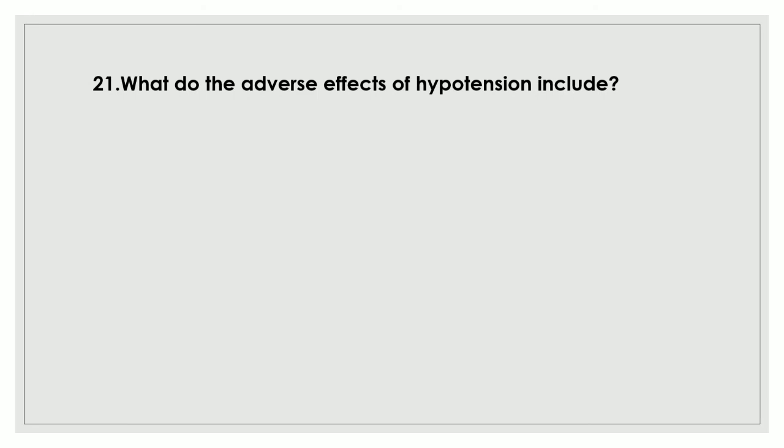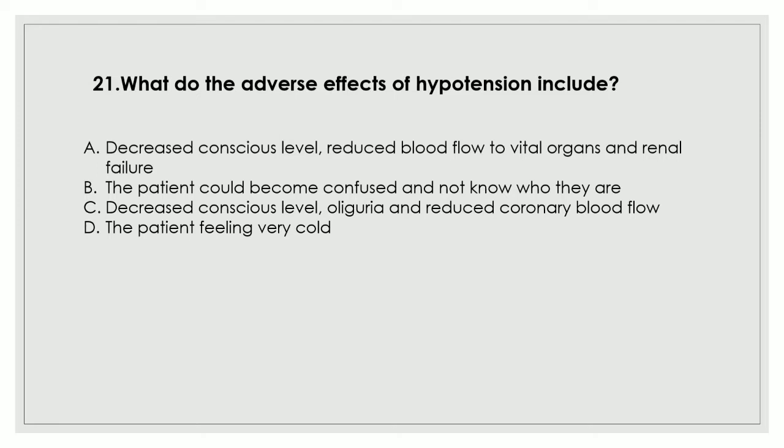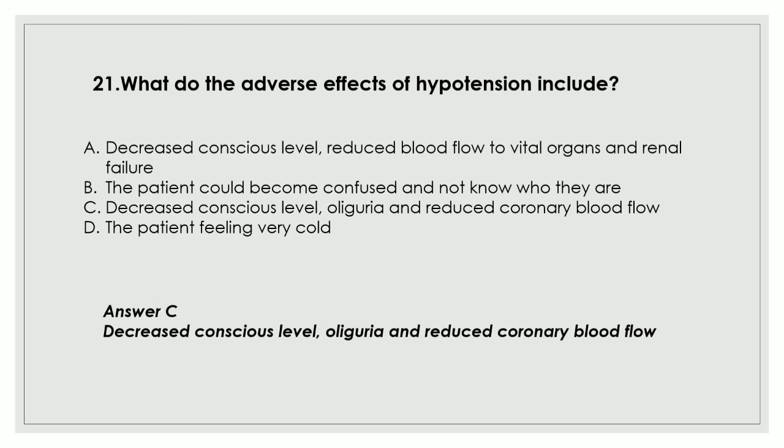Question number 21. What do the adverse effects of hypotension include? A. Decreased conscious level, reduced blood flow to vital organs and renal failure. B. The patient could become confused and not know who they are. C. Decreased conscious level, oliguria and reduced coronary blood flow. D. Patient feeling very cold. Answer C. Decreased conscious level, oliguria and reduced coronary blood flow.